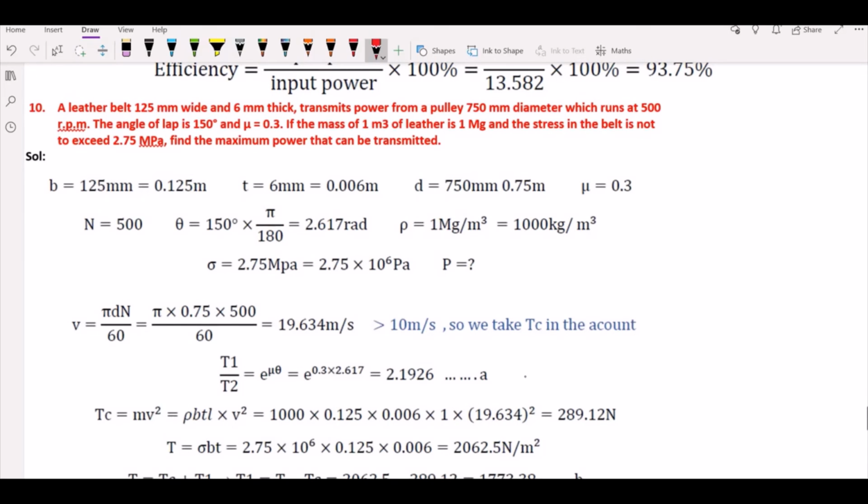So here let's move on to the problem. A leather belt 125 mm wide and 6 mm thick transmits power from a pulley 750 mm diameter which runs at 500 rpm. The angle of lap is 150 and mu is 0.3.